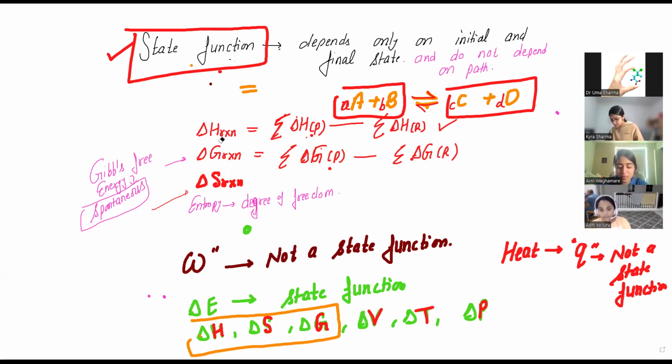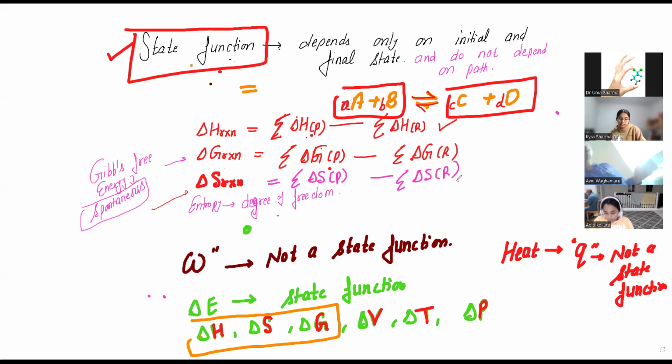Okay. This is the degree of freedom. So delta S of the reaction is also a state function, which is delta S, summation of the products minus summation of the reactants. Is it okay? So the state function is clear to us.